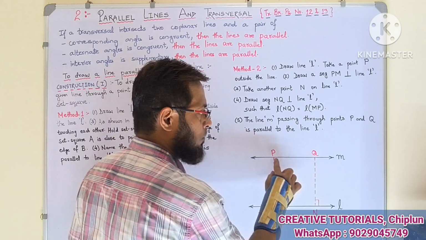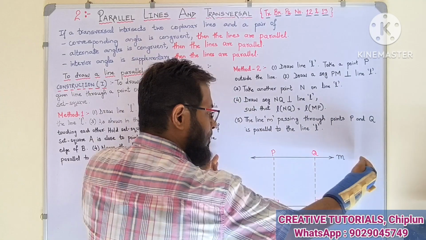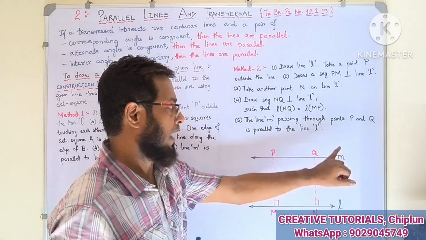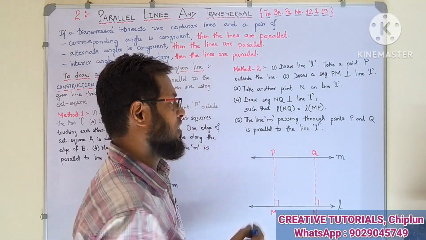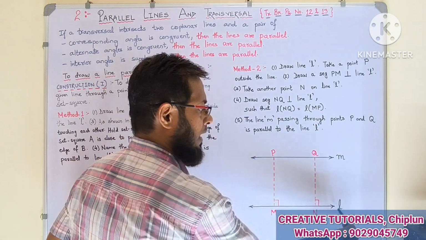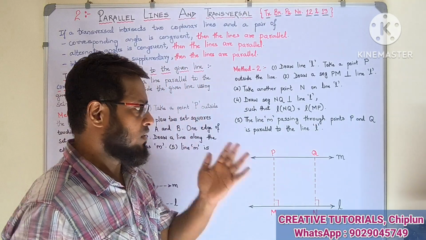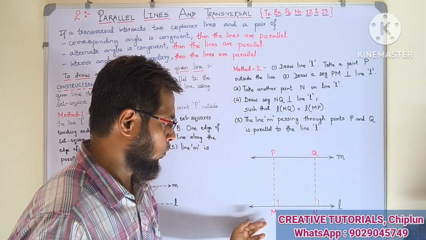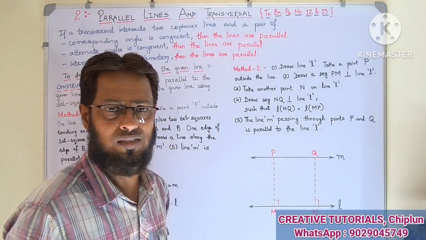Now we join points P and Q and extend them to make one line. Call that line M. And this line M is parallel to line L. So this is how we draw a line parallel to a line which has already been given to us.